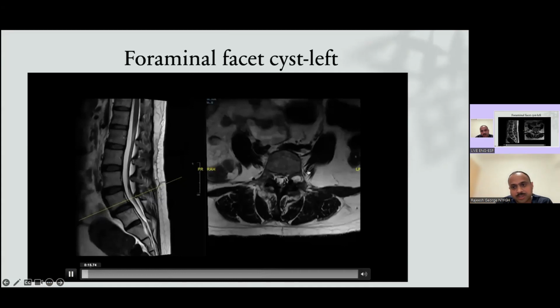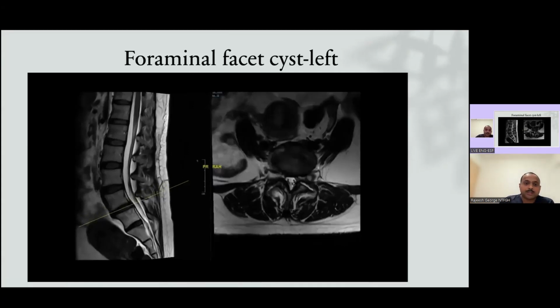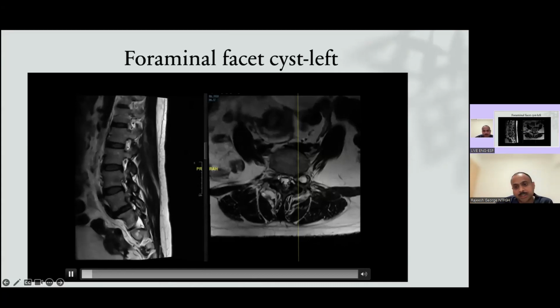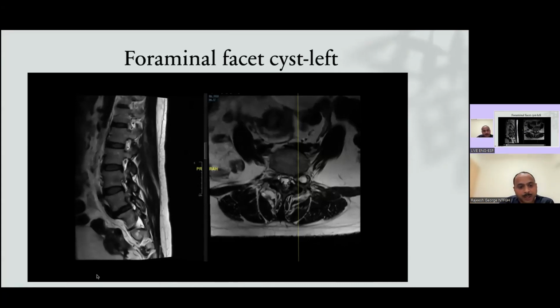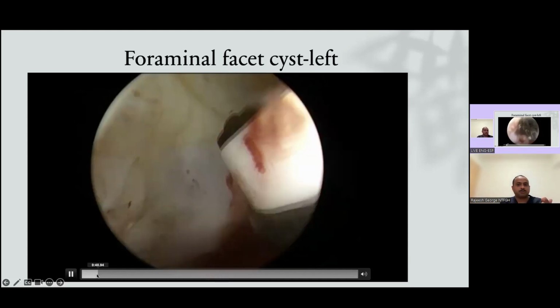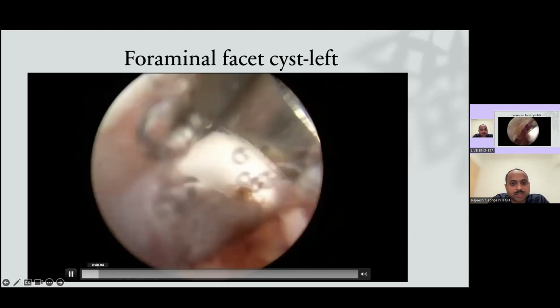And you can see the facet cyst there, which is compressing the nerve root, using a lateral or paraspinal approach, UBE technique. So again, I come in, clear the soft tissues, and you land on the facet joint, which is a whitish structure there.